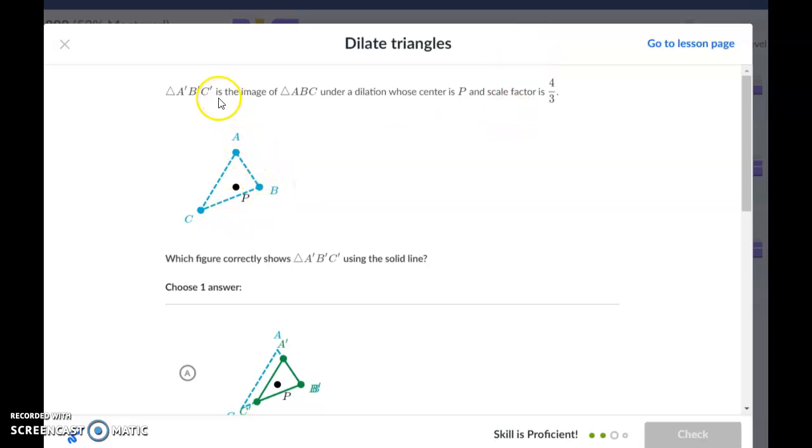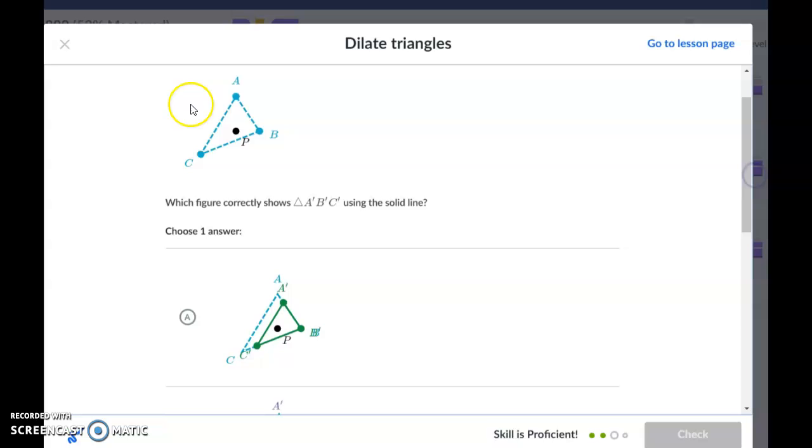That means that triangle A prime, B prime, C prime is going to be bigger than this teal colored original triangle here. So I'm going to look for the option that gets a little bit bigger. And the question is, sorry, I should have read this first: which figure correctly shows triangle A prime, B prime, C prime using the solid line?